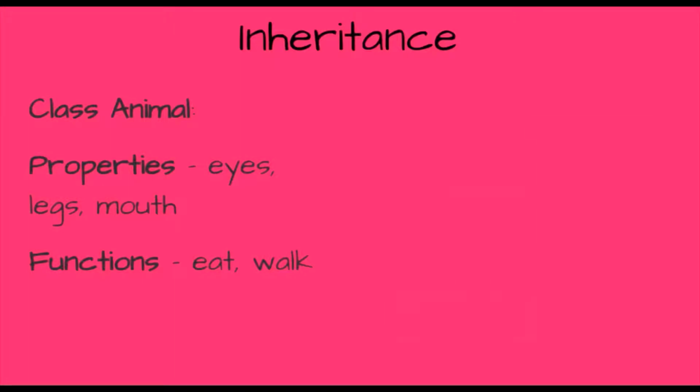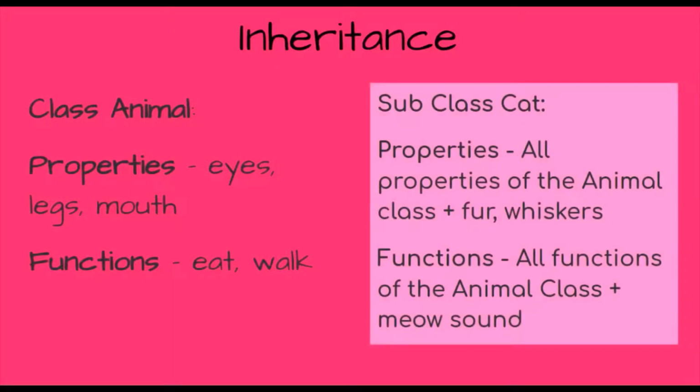Now, if we consider a subclass cat, which obviously includes all the cats, all the properties of the animal class are automatically inherited by the cats class. Plus, they have a few more properties like having fur or whiskers. And all the functions of the animal class are also inherited by the subclass, plus maybe making a meow sound to communicate.